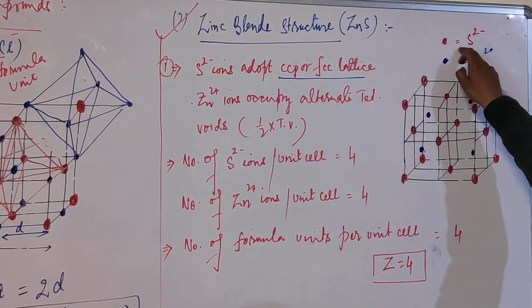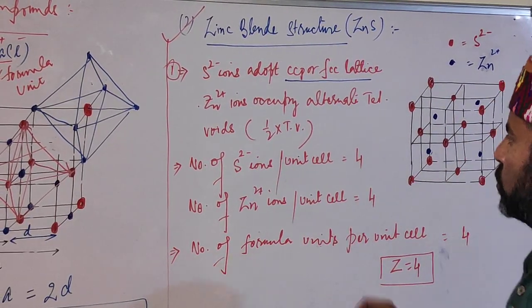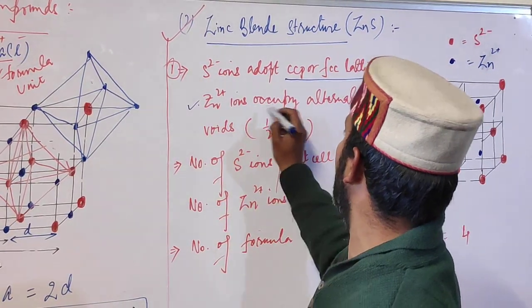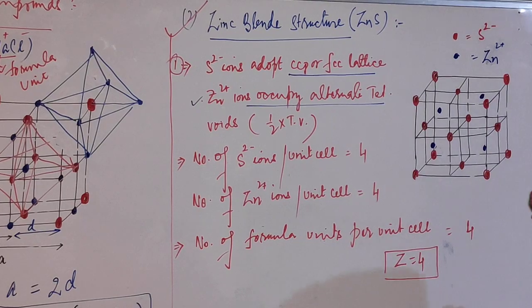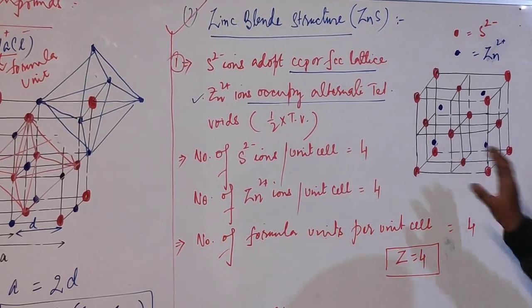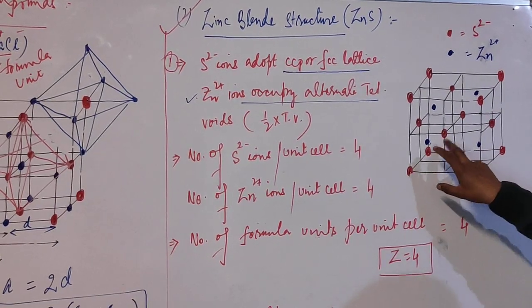So these red dots are your sulfide ions. And where are zinc ions present? So students, zinc ions are occupying alternate tetrahedral voids. That means they are occupying half of the tetrahedral voids. Now students, you know, in this crystal lattice, we have what?